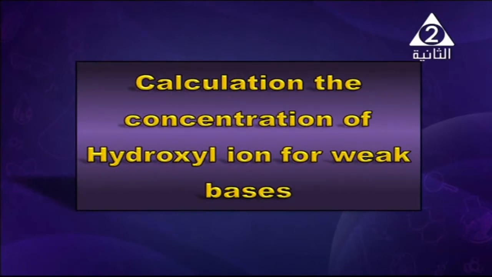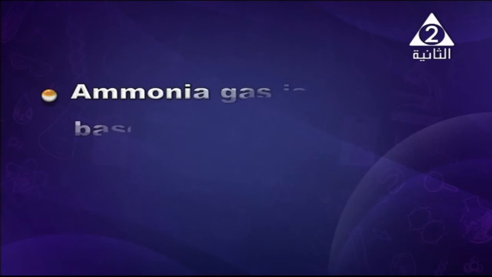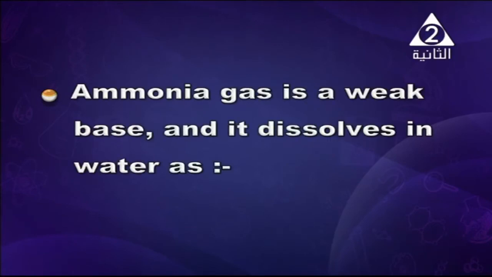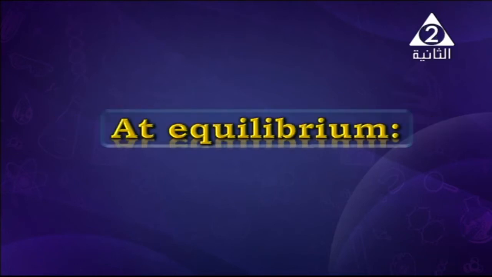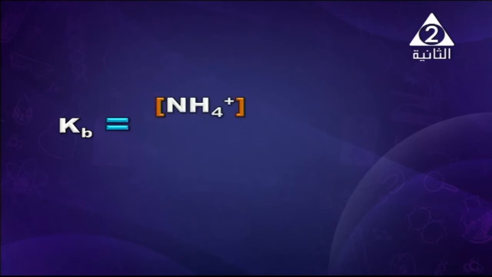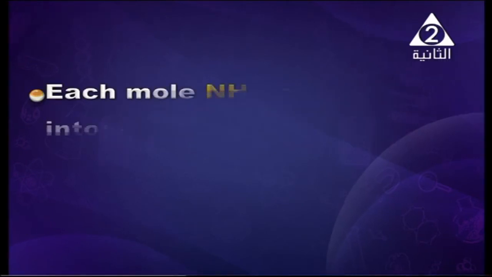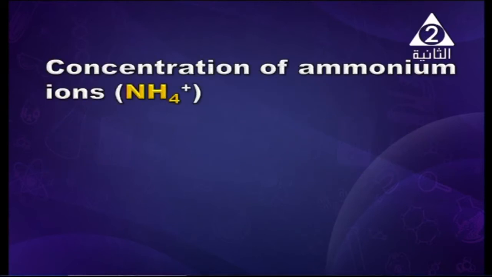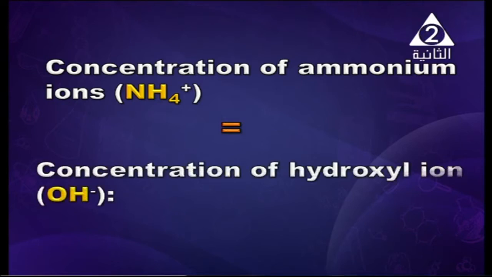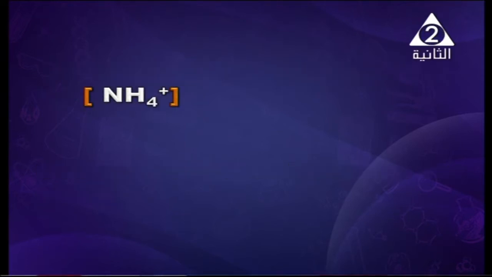Calculation of concentration of hydroxyl ion for weak bases. Ammonia gas is a weak base and it dissolves in water, giving ammonium ion and hydroxyl ion. So at equilibrium, Kb equals the concentration of ammonium ion times the concentration of hydroxyl ion over the concentration of ammonia gas. Each mole of ammonia gas ionizes into 1 mole of cation ammonium ion and 1 mole of anion hydroxide ion. So the concentration of ammonium ion equals the concentration of hydroxide ion, as shown on the screen.